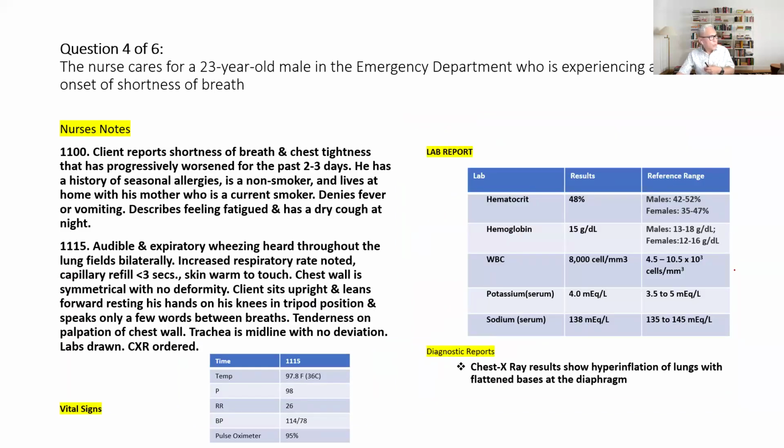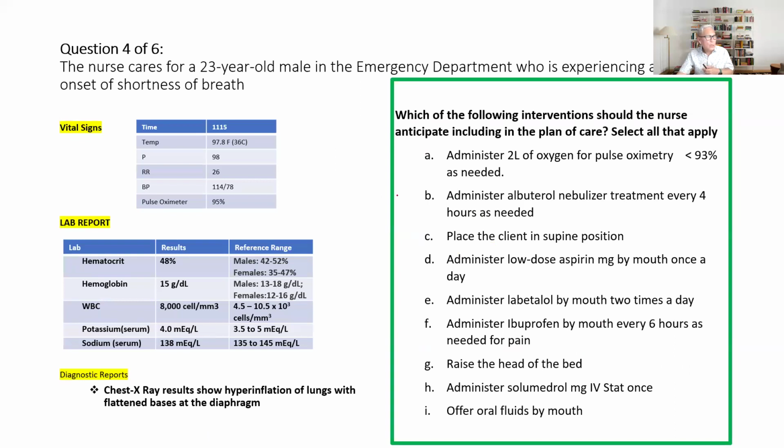Okay, so now there's a new finding, and that is that there's a chest X-ray that shows hyperinflation of the lungs with flattened bases at the diaphragm. So the question now is, which of the following interventions should the nurse anticipate including in the plan of care? Select all that apply.